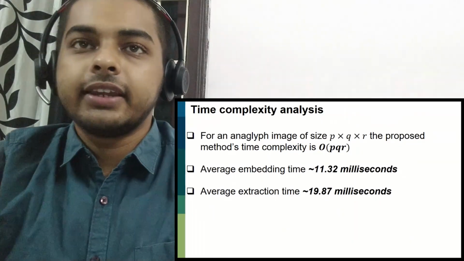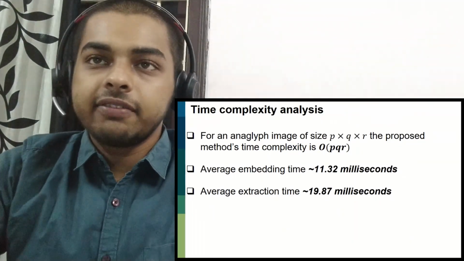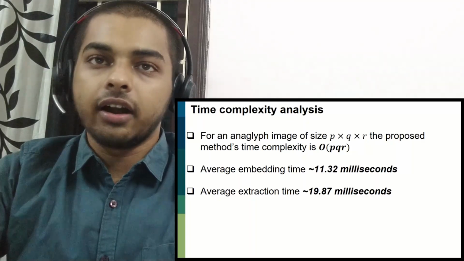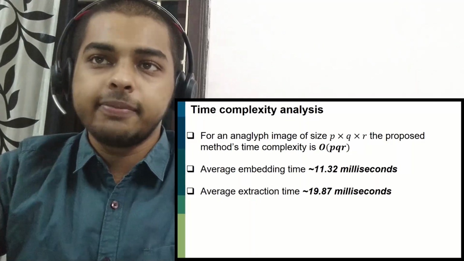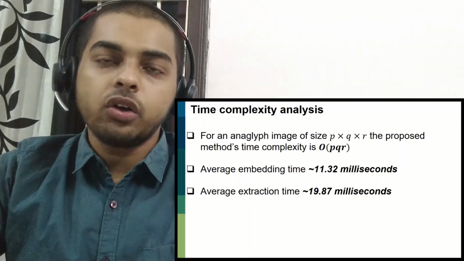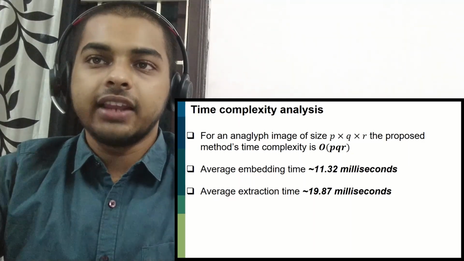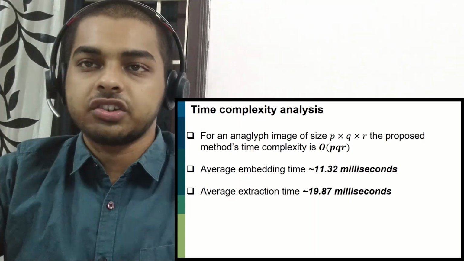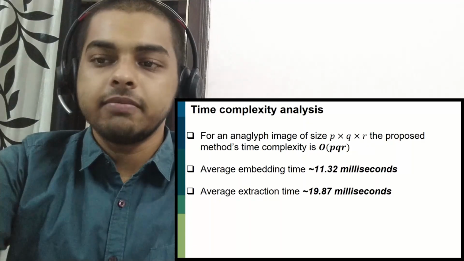So this is the time complexity analysis. For an anaglyph image of size P cross Q cross R, the proposed method's time complexity is big O of PQR. And also the average embedding time is 11.32 milliseconds and the average extraction time is 19.87 milliseconds.